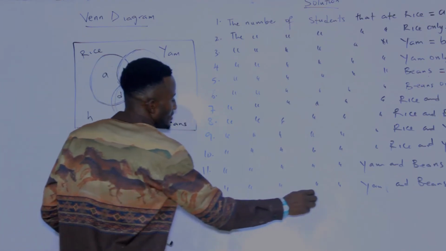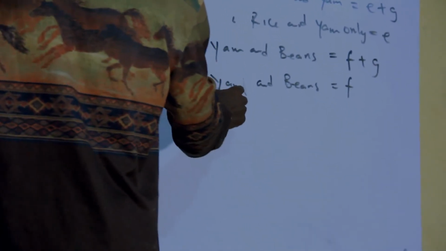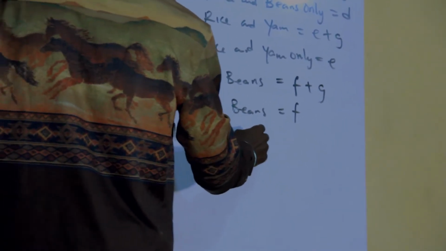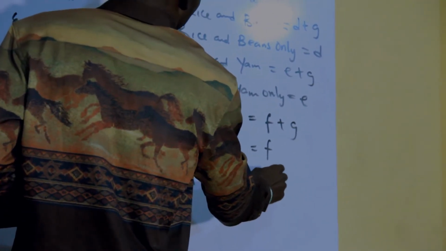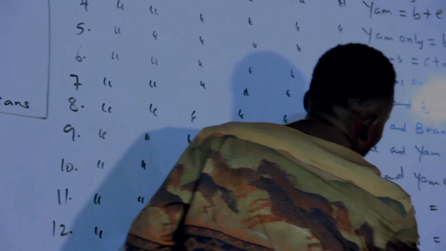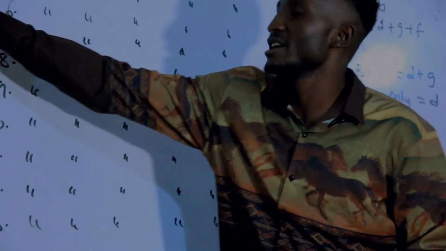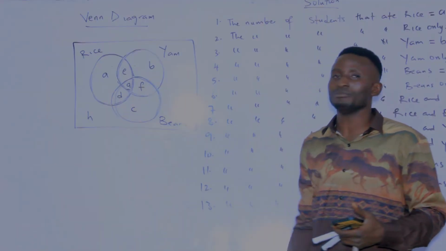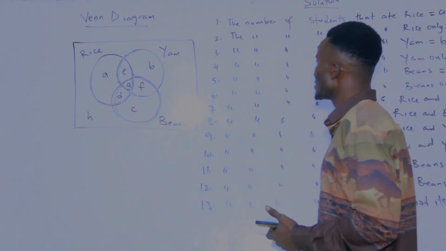Number 13. We have the number of students that ate all the food items. All the food items. Or all the 3 food items that were given. And that is what? Is G that we have here. So G here only eats rice, yam and beans. If you check the structure very well.